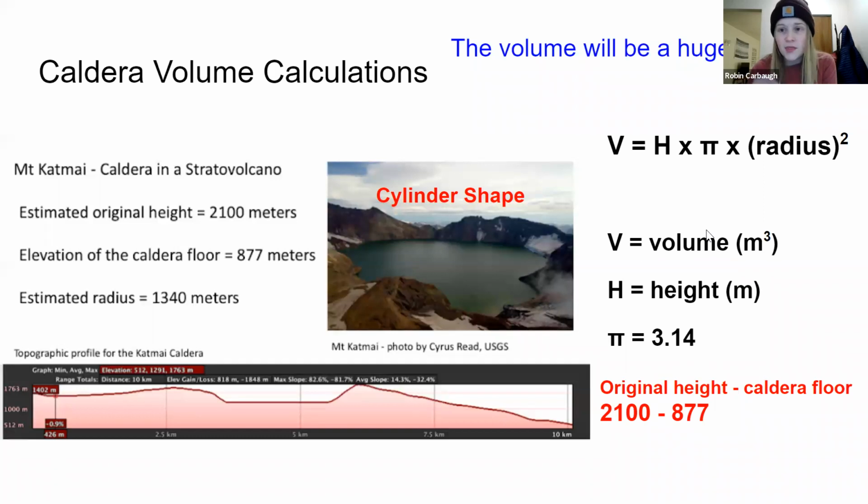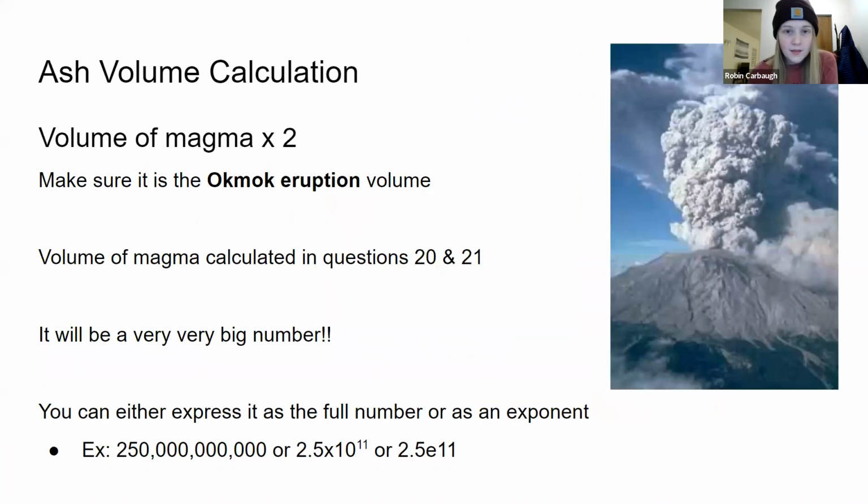So you take what you find there, you'd multiply by pi, and then we give you the radius. And then just don't forget to square it in a calculator. It might help to put parentheses around the radius so it doesn't mess up on you. And it'll be a really, really big number, so don't be spooked by that. It'll be pretty big.